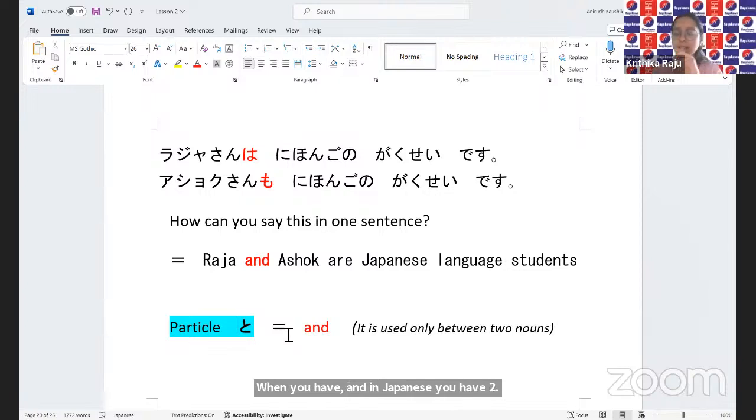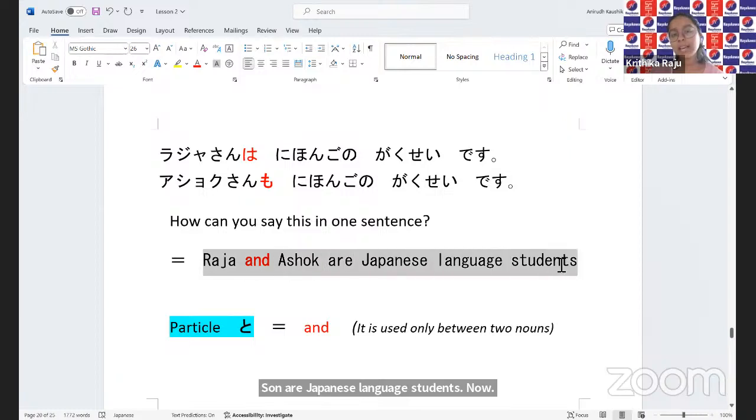Raja-san and Ashok-san are Japanese language students. Now, using the particle to, can you all try and translate this sentence in Japanese? I would like everybody to try. You have all the elements there. You just have to put it in a sentence.